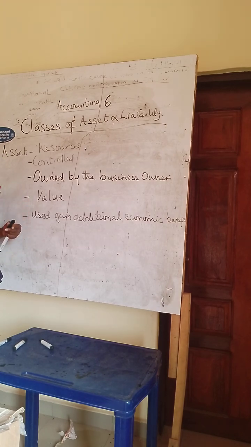It is also controlled by the owner of the business. So whatever you have, and you're the owner of that business, and that thing belongs to you, you have control over it, and you use it to also get economic benefits. That is what an asset is. Are we together? A typical example of an asset is, for instance, a car.